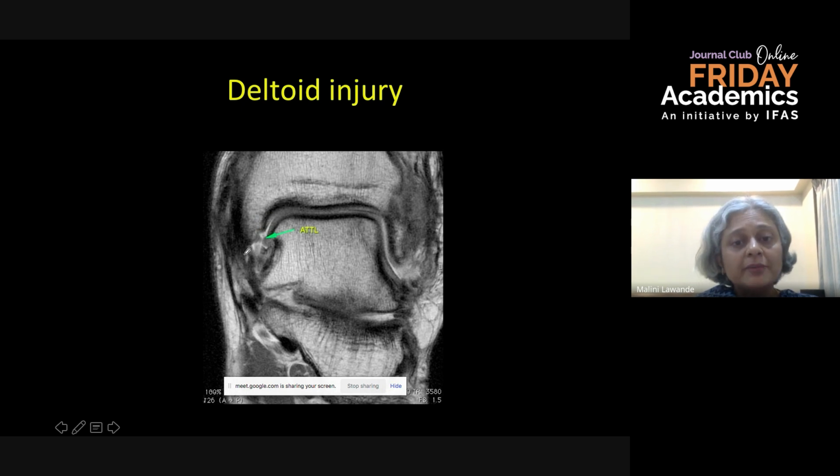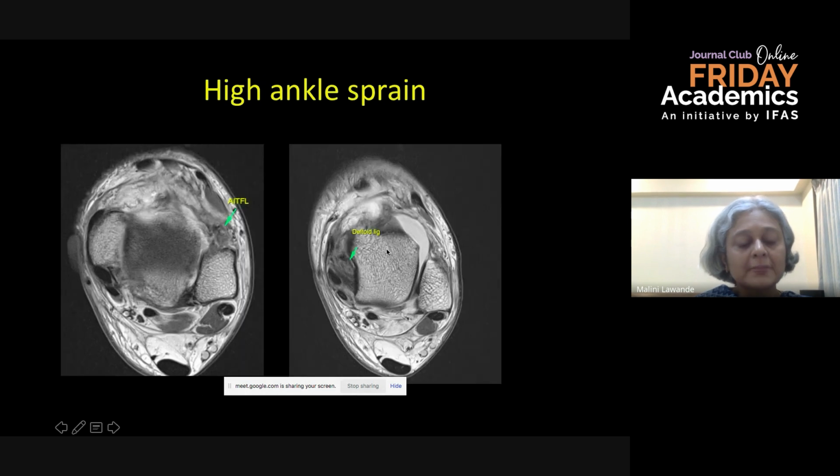Deltoid ligament injury, we can see here. We saw the normal deltoid ligament more like a fan-shaped structure with striated appearance. But here you can see there is disruption and the fibers are torn. We need to look for the distal tibiofibular joint injury to distinguish low ankle from a high ankle sprain.